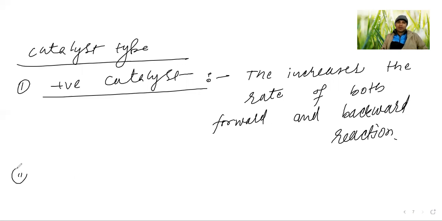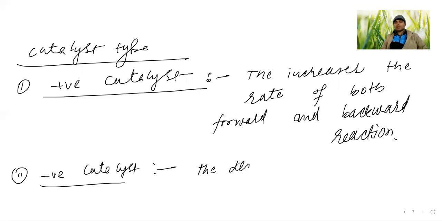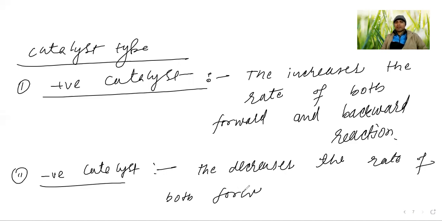Positive catalyst will increase the rate of reaction forward as well as backward. Now the second point, if you are going negative catalyst. Negative catalyst means what? They decrease the rate of both forward and backward reaction. That you need to keep in mind.